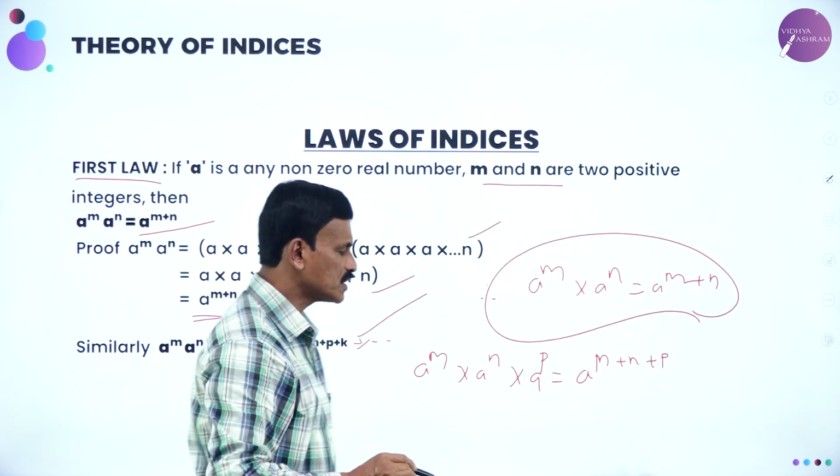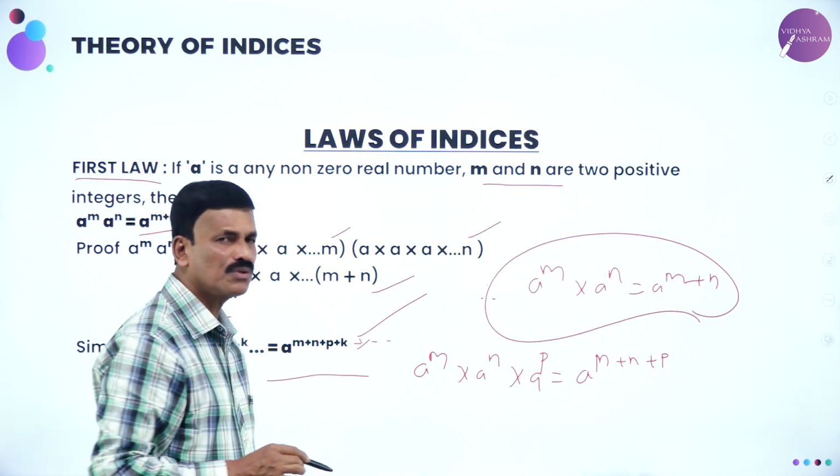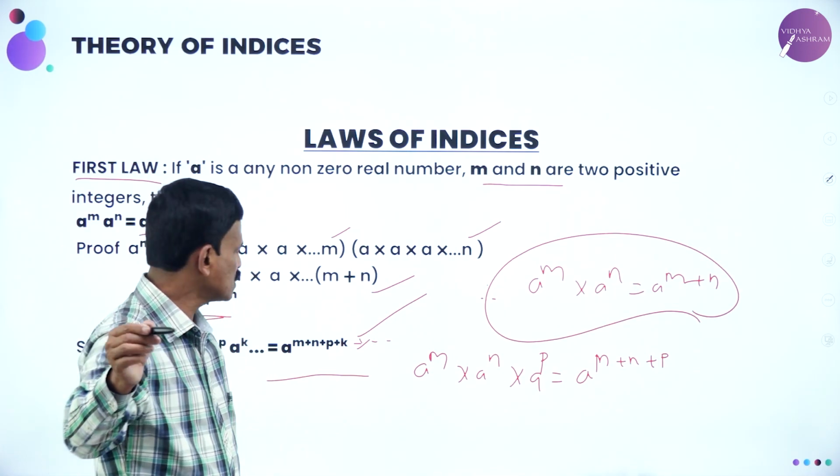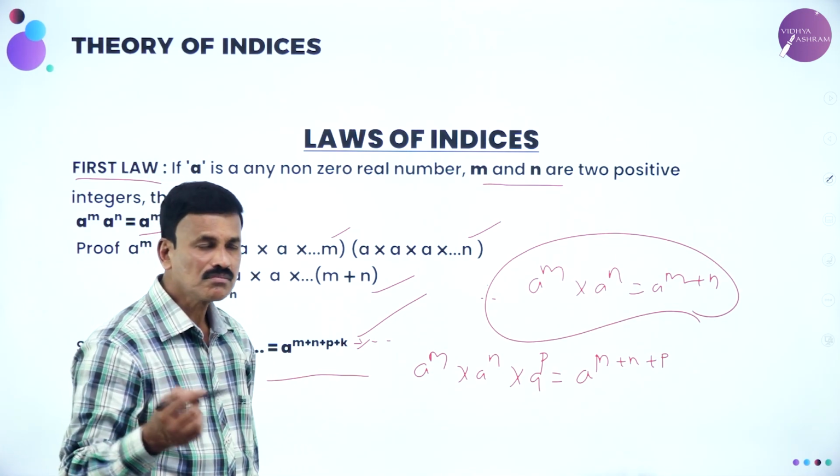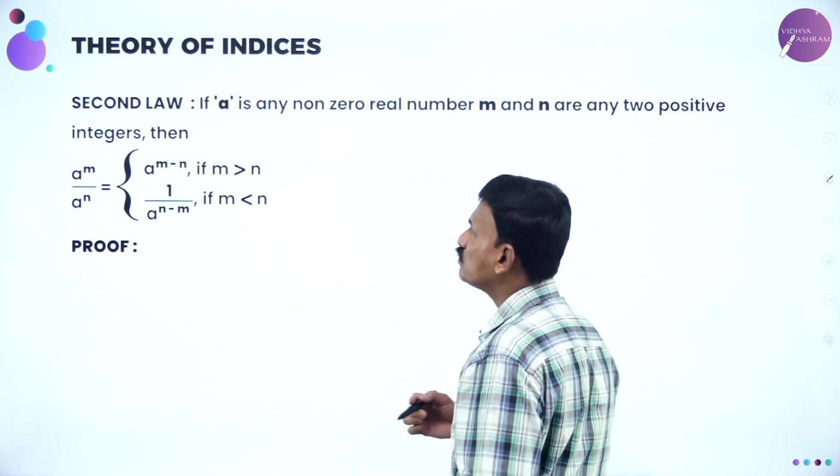If number of terms are there, etc., we can write a to the power of m plus n plus p, etc., terms plus k. That's it. Now, let us come to the second law.